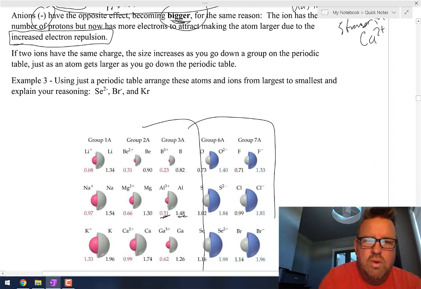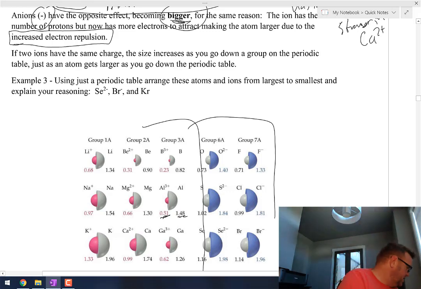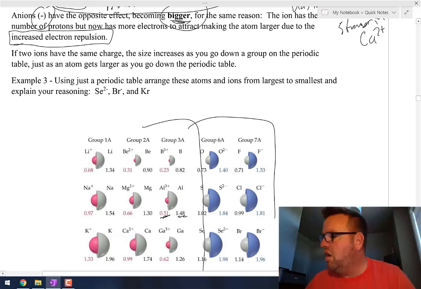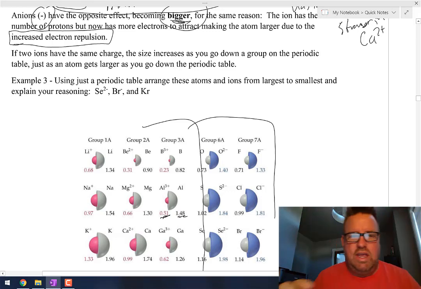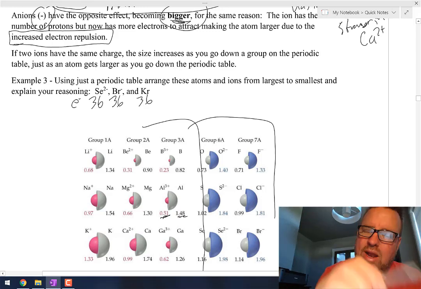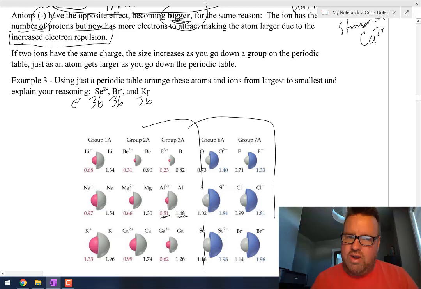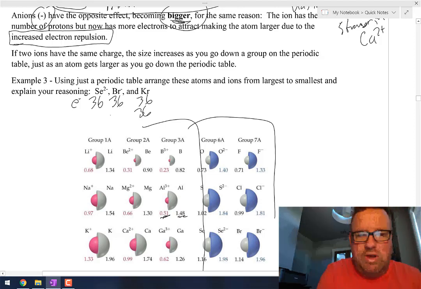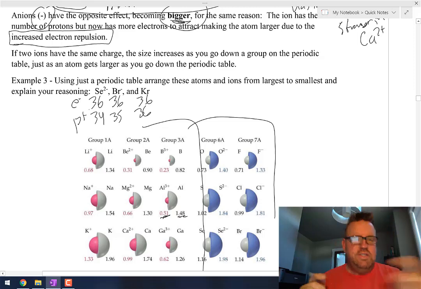Using just a periodic table, arrange these from smallest to largest: Se2-, Br-, and Kr. In terms of electrons, Se2- has 36, Br- has 36, and krypton has 36. But again, be very careful. Oh, they're the same size. No, they're not, because krypton has 36 protons, bromine only has 35, selenium only has 34. Therefore, since the electrons are the same, that can't be the deciding factor. It has to be the protons.